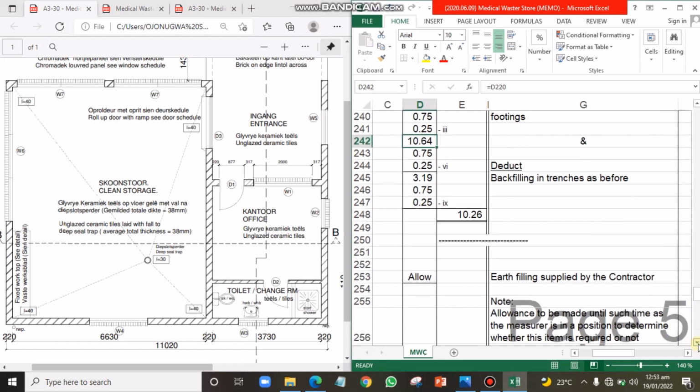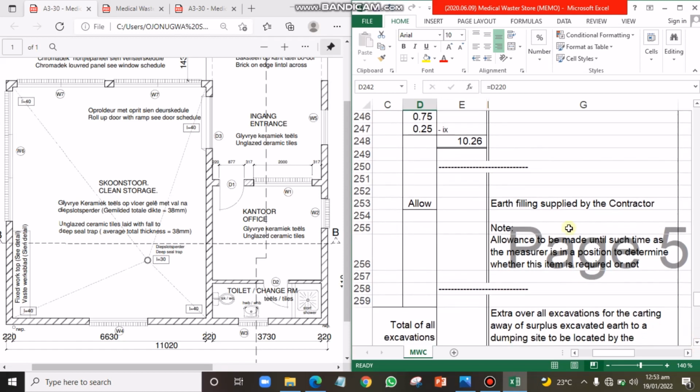Then you move downward, and what we have here is earth filling supplied by the contractor. So this allowance means we are going to be allocating a prime cost to these items. So that means you are going to dedicate a specific amount of money that will be used to purchase earth that the contractor will supply to the site to carry out filling. So you just need to get conversant with this description here. It is an allowance, so it is a PC sum. So earth filling supplied by the contractor.